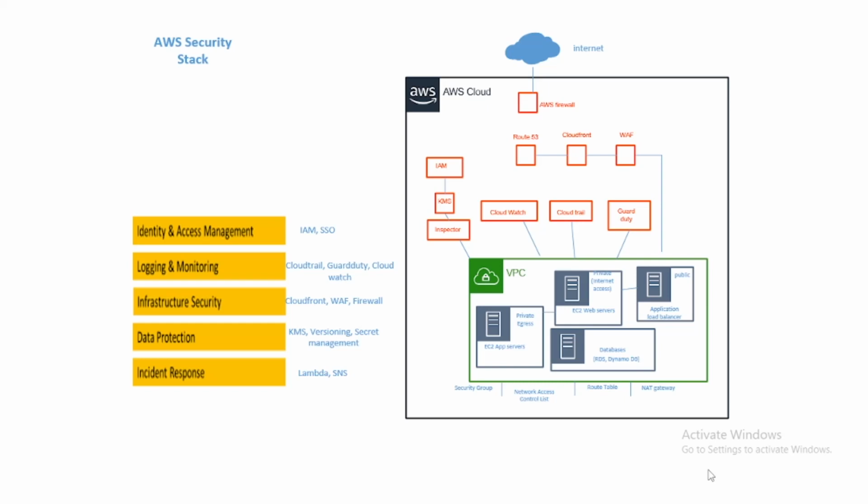So you're dealing with identity access and management first. And then after that, you're dealing with logging and monitoring. And then after that, infrastructure security, data protection, and then incident response. The same process, the same core pieces that make security, but just different services. So here I've got a bit of a diagram that explains that.